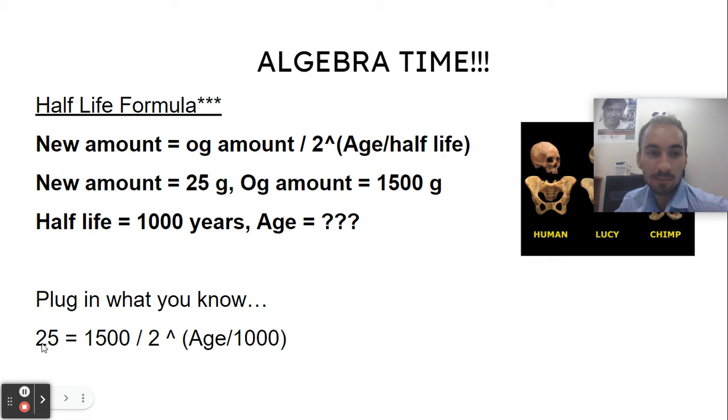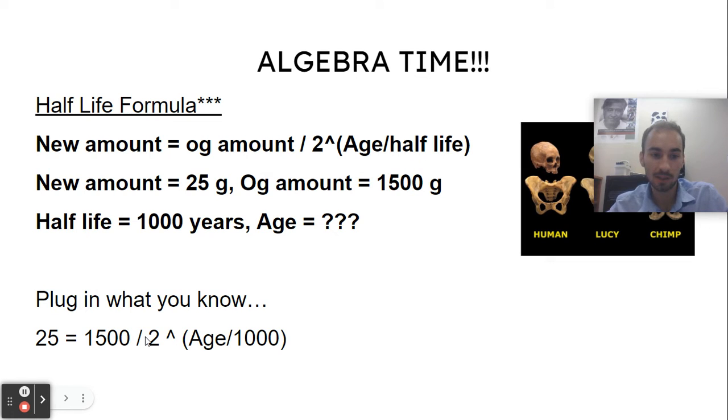If you did it right, here's the information you need. If you plug it in, the new amount is 25. The original amount is 1,500. We don't know the age. We do know the half-life. So here's the formula that we have. And your job, this is the algebra part that I really wanted to go over. We need to get age by itself. We don't want this attached to all these numbers. We want age by itself.